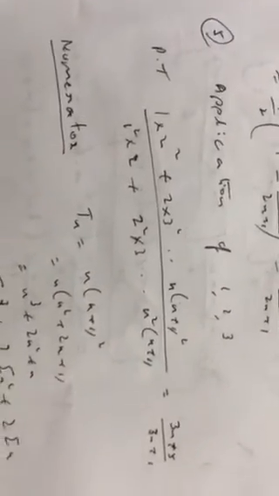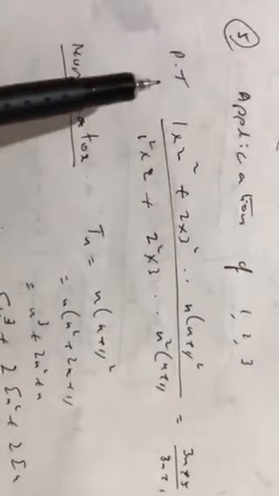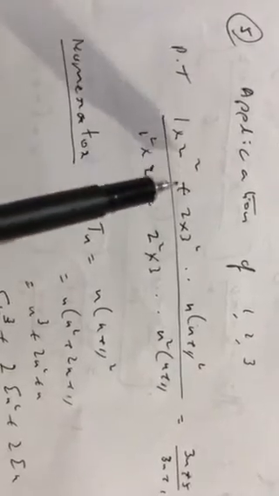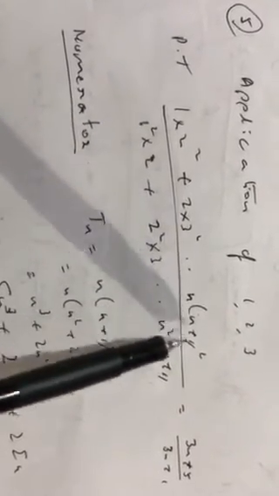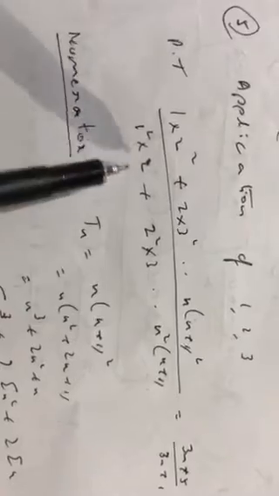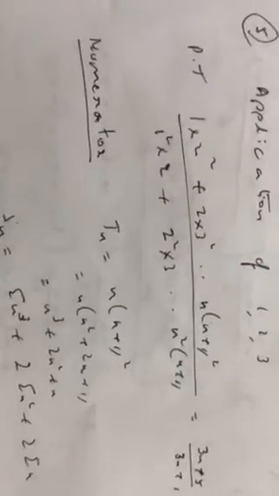Finally, let us see how to apply the techniques of formula number 1, 2 and 3. Suppose I have a sum like this: prove that (1 into 2 square plus 2 into 3 square up to n into (n plus 1) whole square) divided by (1 square into 2 plus 2 square into 3 up to n square into (n plus 1)) is (3n plus 5) by (3n plus 1). Suppose I have to prove this.